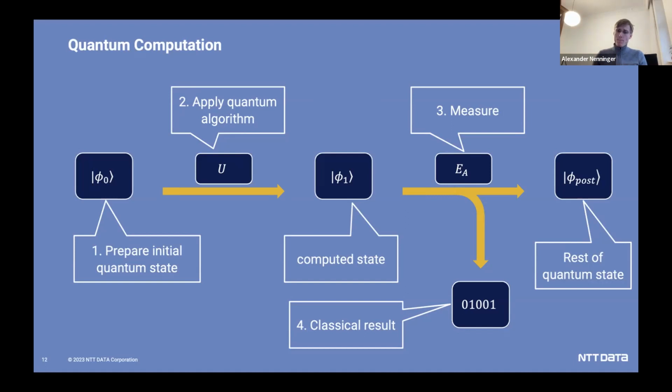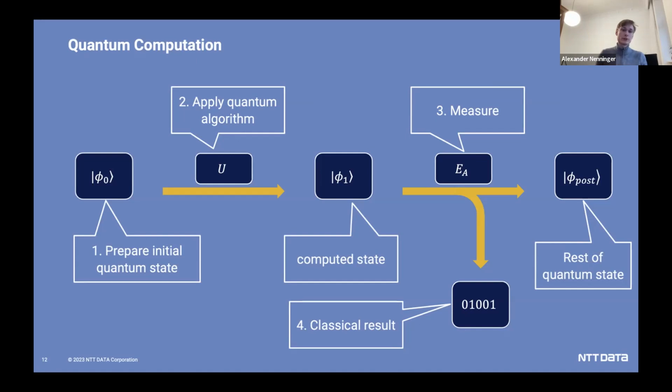This process is inherently random, so you can't choose which one is going to happen. You just have to repeat this a couple of times. And once you repeat it enough, you can estimate the state of your qubit before you measured. So this is quite a bottleneck. This is the way you get data out of a quantum computer, and that's quite a bottleneck at the moment.